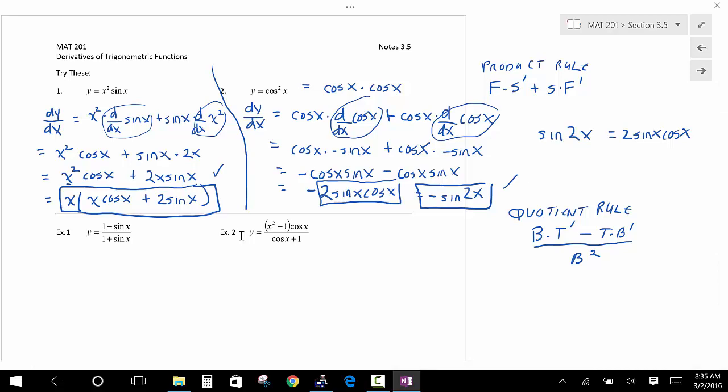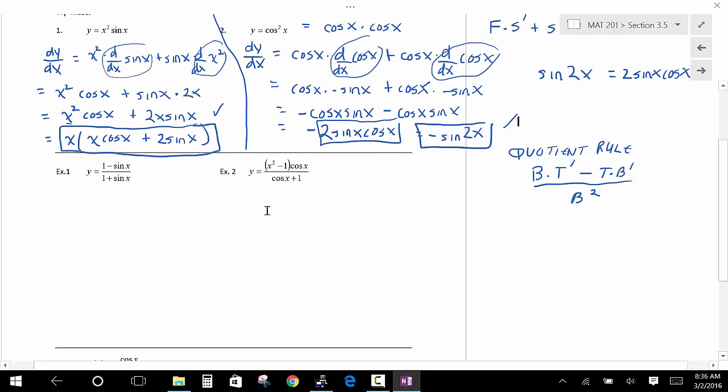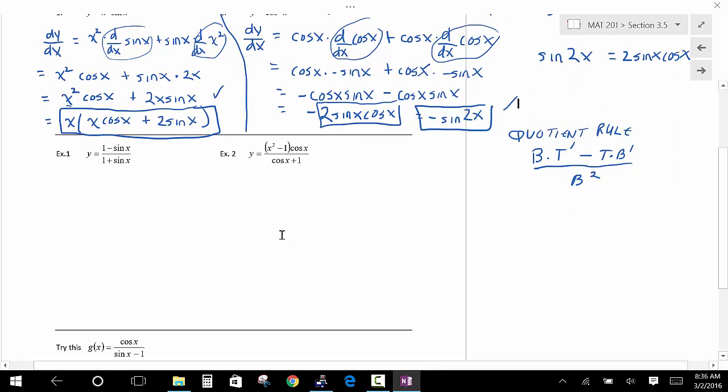Okay, I'm going to do a couple more on this page before we go on and do the rest of these. So if you're doing example 1, what kind of rule do you have to use? You've got to use the quotient rule. This is a quotient, where remember you have a fraction, so I'm going to say t is the top in this quotient rule formula and b is the bottom. So it's a quotient, it's a fraction, so what you have to do is use the quotient rule.